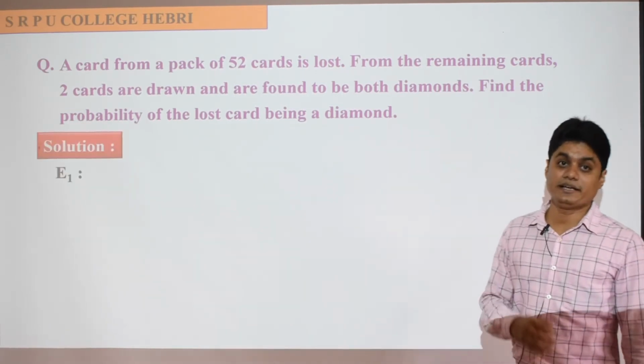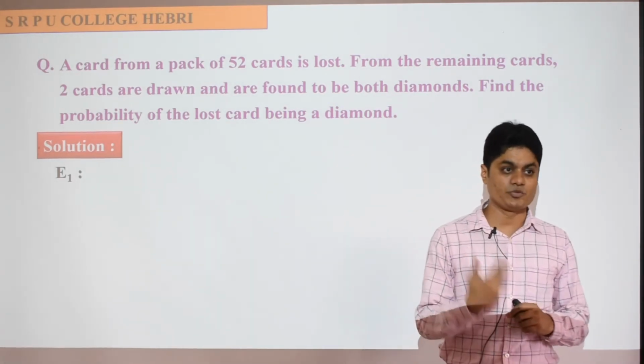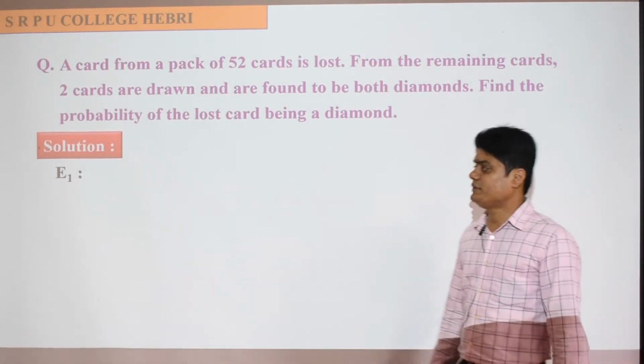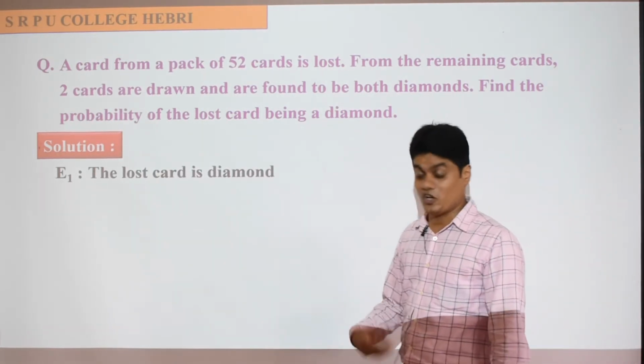Here the important thing is what E1, E2 and the probabilities of A given E1 and A given E2 are. It is a little difficult, so observe carefully. Can you tell me what is E1? The selected lost card is a diamond.